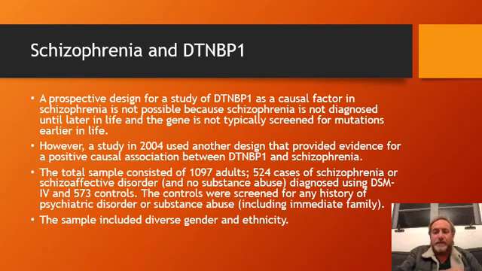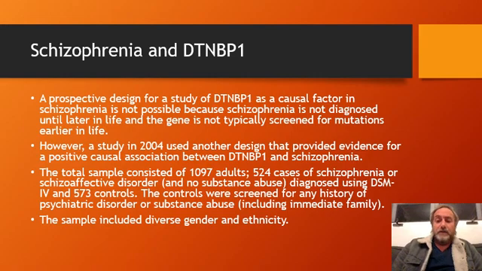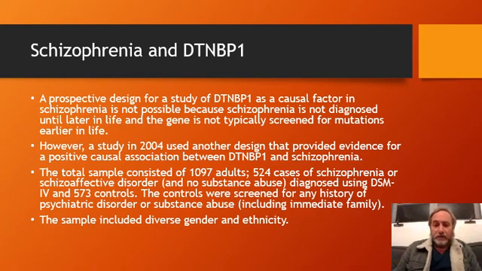So we can't do a prospective design here, right? Because there's just not widespread screening for this particular gene in people, and schizophrenia is not diagnosed until much later in life. But there is another sort of study that you can do, and in fact, one was done in 2004, that does provide evidence for a positive causal association between this gene and schizophrenia.